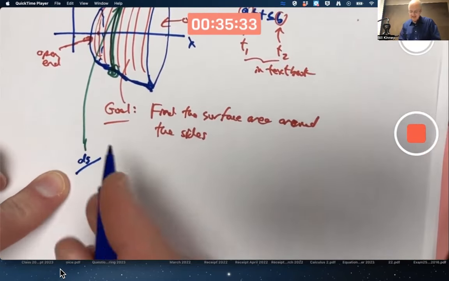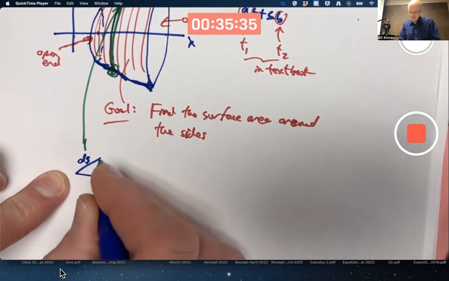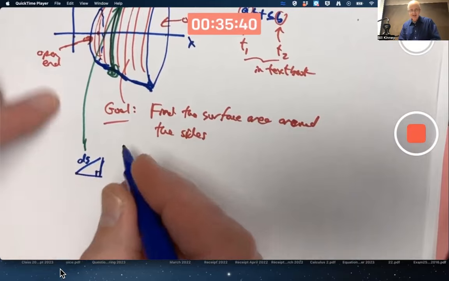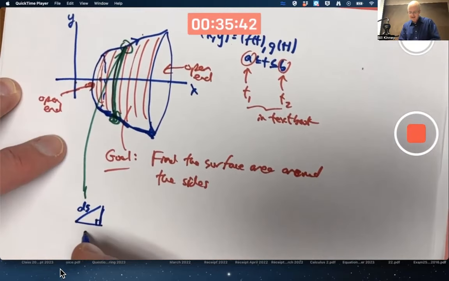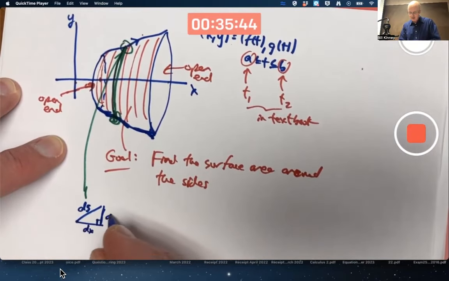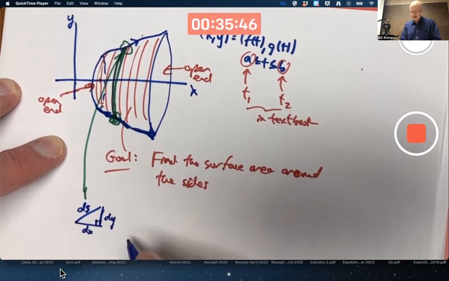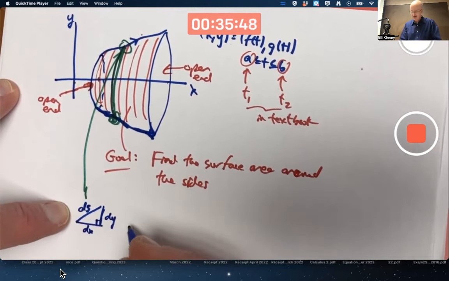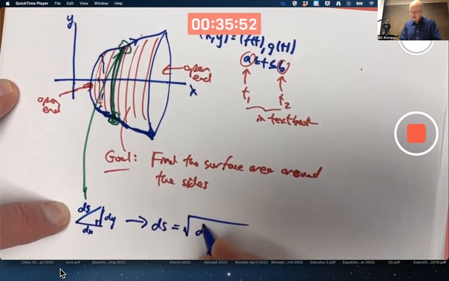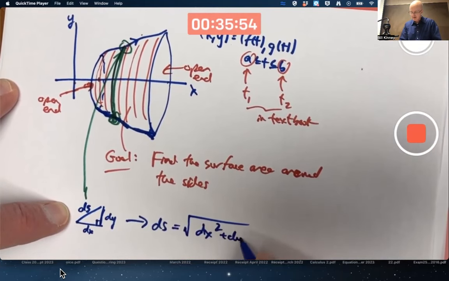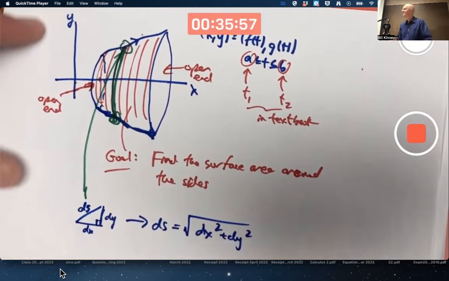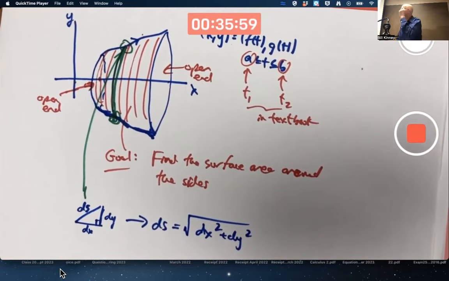If that's ds, and I draw a right triangle like this, based on the coordinate system, it kind of makes sense to call this dx and this dy. And on this infinitesimally small triangle, I could use the Pythagorean theorem and say ds is square root of dx squared plus dy squared. Oh, and this can even be related to speed. Guess what?